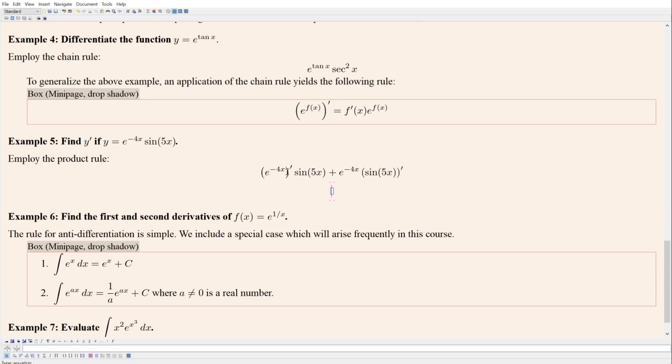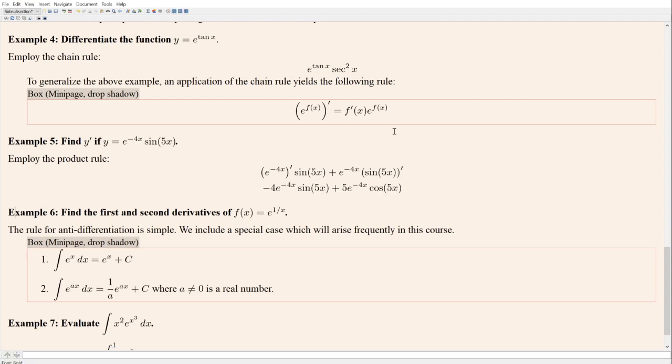Now what's the derivative of e to the minus 4x? According to this rule here, it's just the derivative of whatever is in the exponential position plopped out in front. So the derivative of minus 4x is just minus 4, and that just gets plopped out in front of it. So there's that. What is the derivative of sine 5x? That is cosine 5x times the derivative of 5x, which is 5. So that is that.